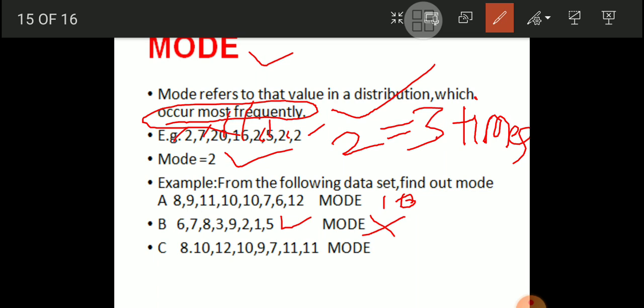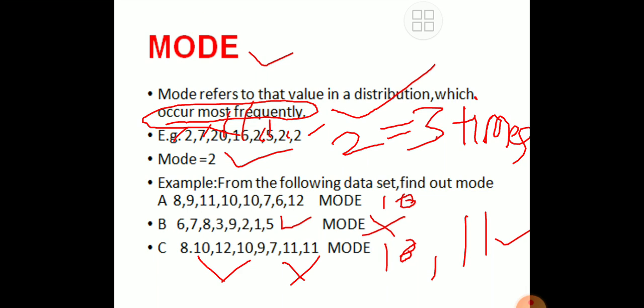Keep that in mind. Now the third example, C, we will see. Here 10 occurs twice and 11 occurs twice. So there are two values of the mode, that is 10 and 11. Two values are there, isn't it? So this is the way to find information about the mean, mode and median.